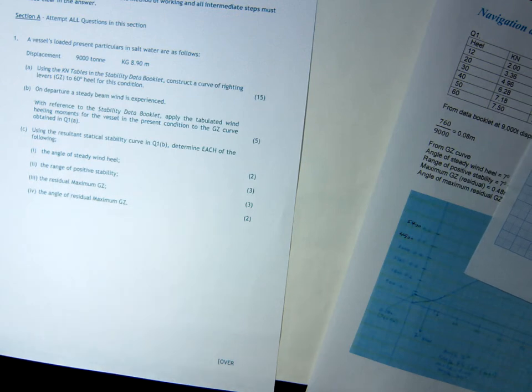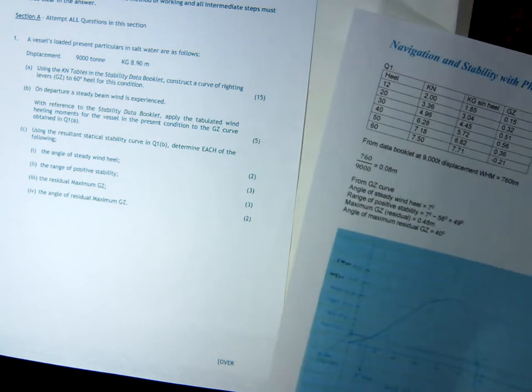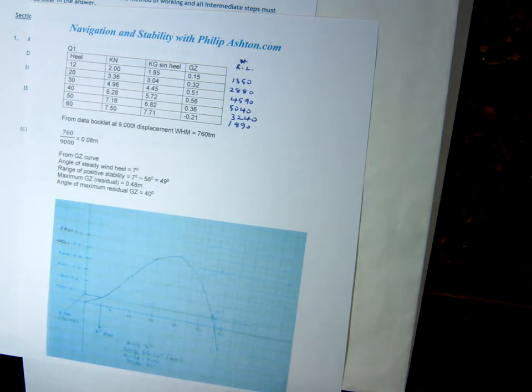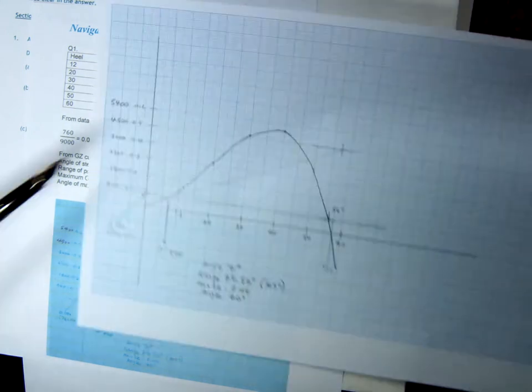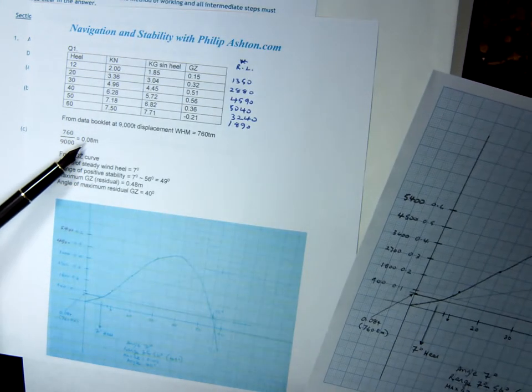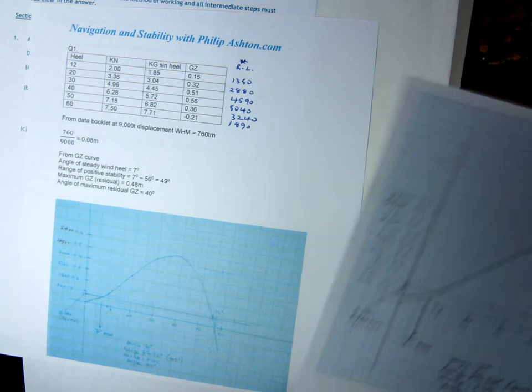B, on departure we have a steady beam wind. We have to go to our data booklet and apply the heeling moments, the present condition. So in the table you'll see that at 9,000 tons we have heeling moments of 760. Now you could either apply that 760 to the y-axis if you've converted to moments, or divide that by the displacement and get the GZ value. Either way you should get the same answer.